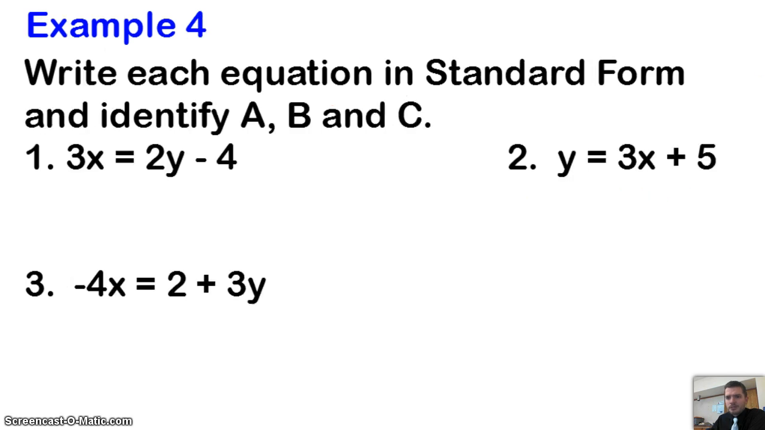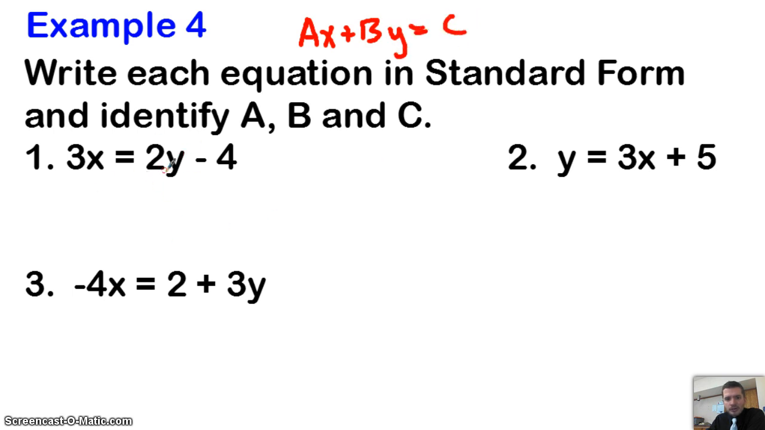All right, now let's practice putting them into standard form. It says write each equation in standard form and identify a, b, and c. I don't have a whole lot of room here, so I'm just going to underline them and point them out to you. But make sure you're being careful. So number 1. I need the x and the y to be on the same side. I'm going to write it again just for good practice.